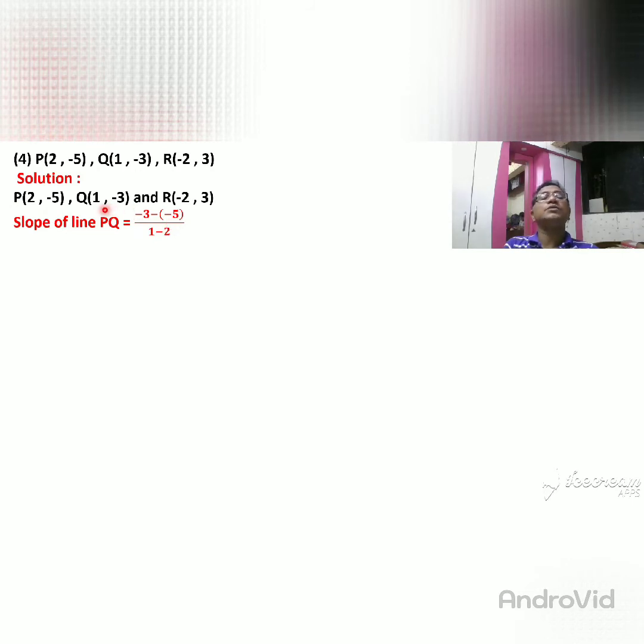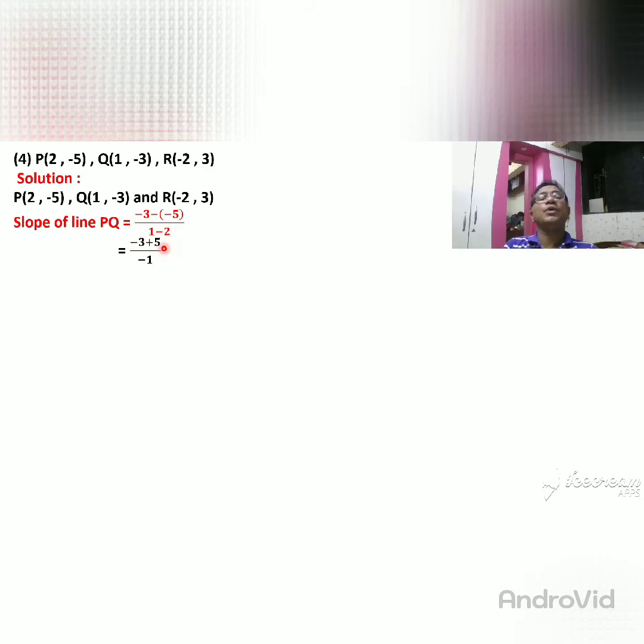Then here is 1 minus 2. What is it? x2 minus x1. x2 is 1 and x1 is 2. So the negative sign outside the bracket: minus 5 becomes plus 5. So minus 3 plus 5. And 1 is positive, 2 is negative. Sign is not the same, subtract. 2 minus 1, what remains?